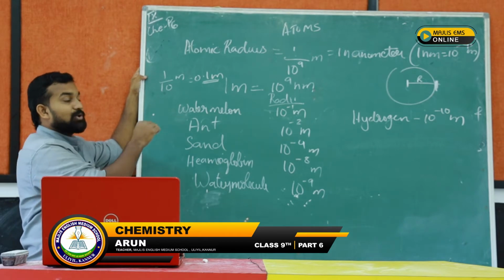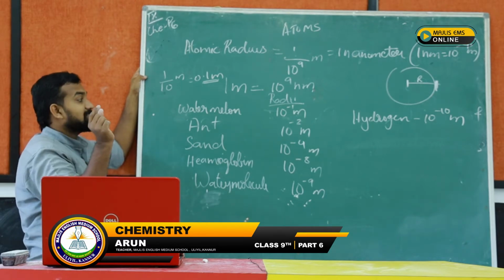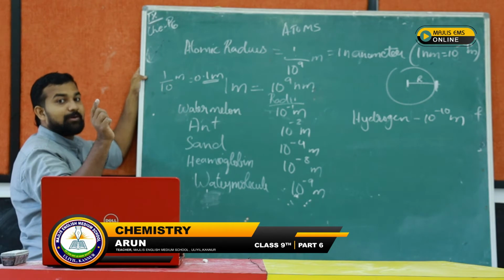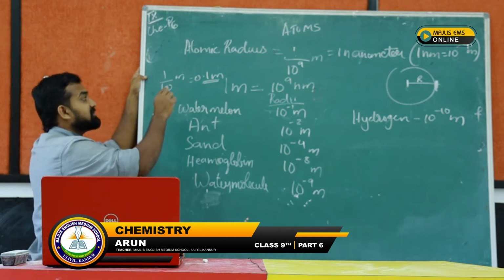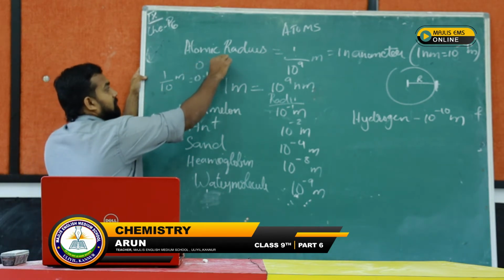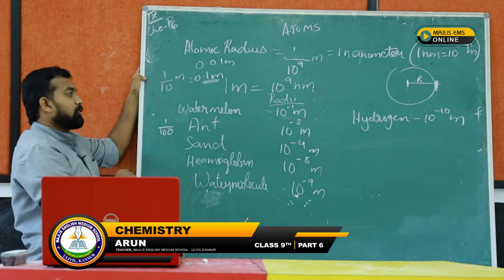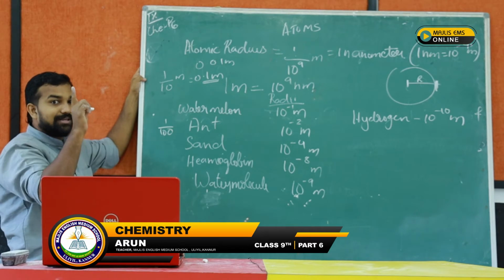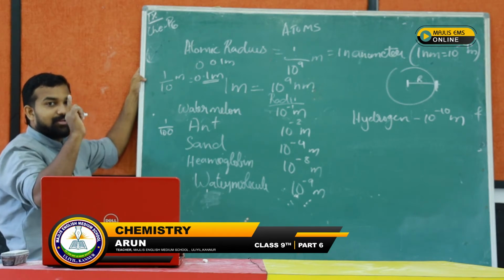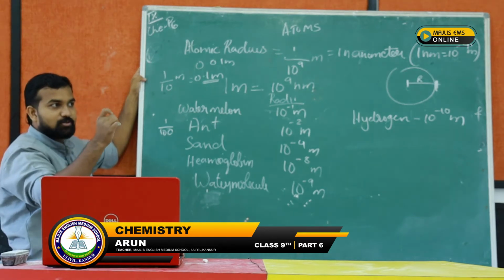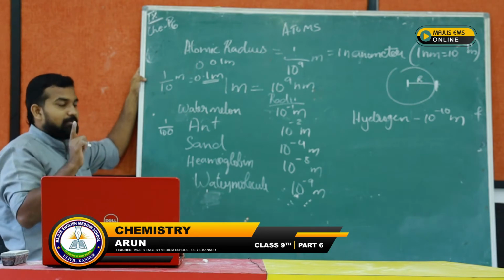And the ant is of the size 10 raised to minus 2 meter, 1 by 100. That means 0.01 meter, which means 1 centimeter is the radius of an ant. If we consider the whole radius of an ant, it is 1 centimeter.